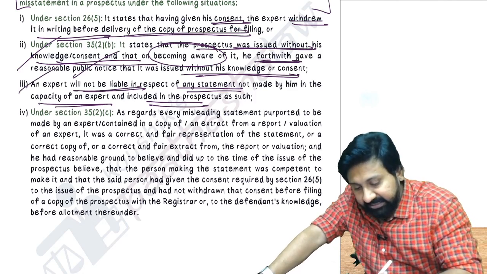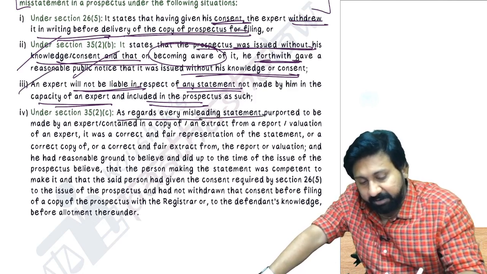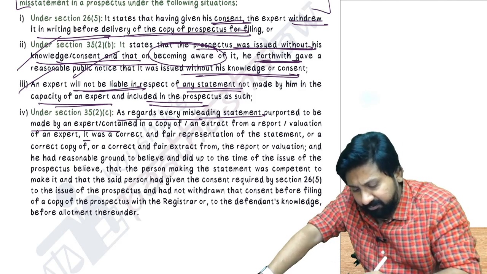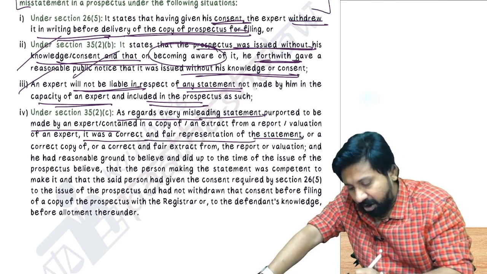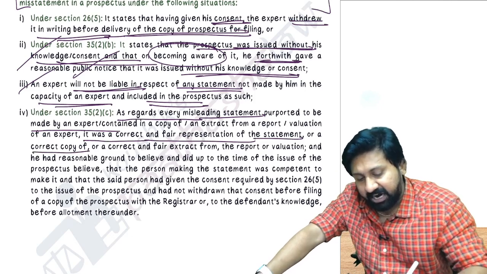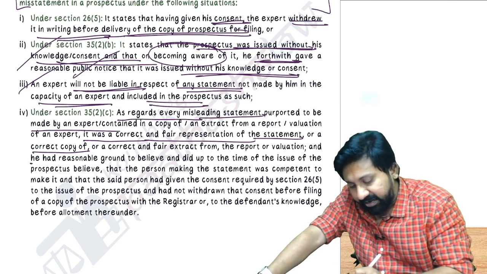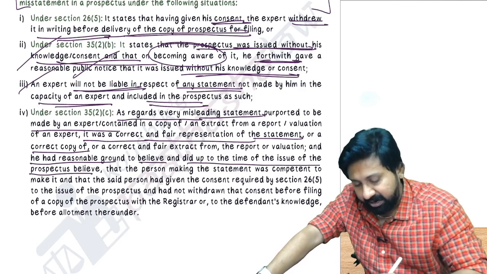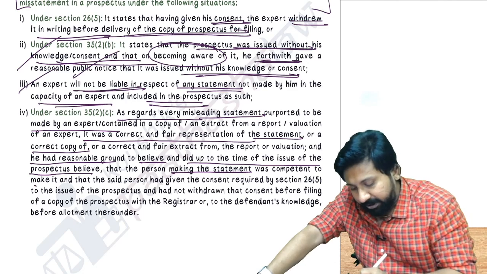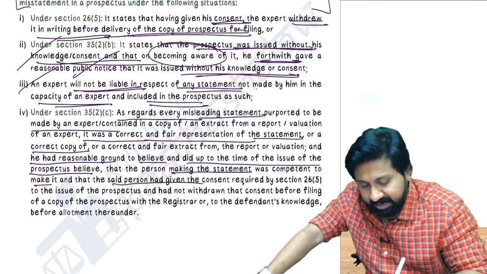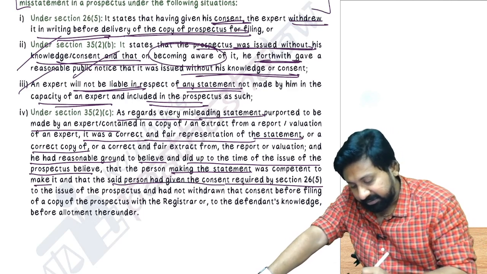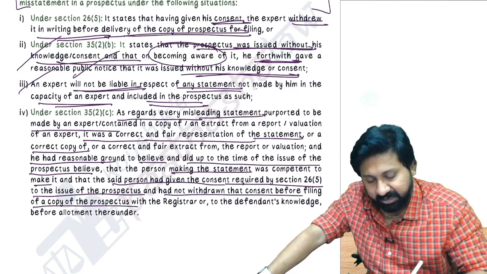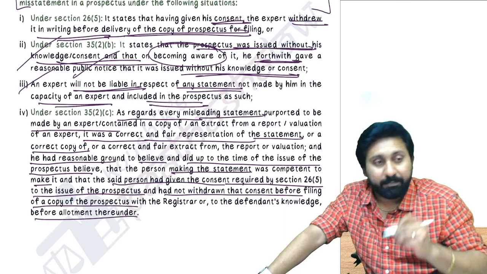Next, as regards every misleading statement purported to be made by an expert contained in any copy or extract, it was a correct and fair representation of a statement or a correct copy of, or a correct and fair extract from, the report or valuation, and he has reasonable ground to believe and did, up to the time of the issue of the prospectus, believe that the person making the statement was competent to make it, and that the said person had given consent required under section 26(5) to the issue of the prospectus and had not withdrawn the consent before filing of the copy of the prospectus with the registrar, to the defendant's knowledge, before allotment thereunder.